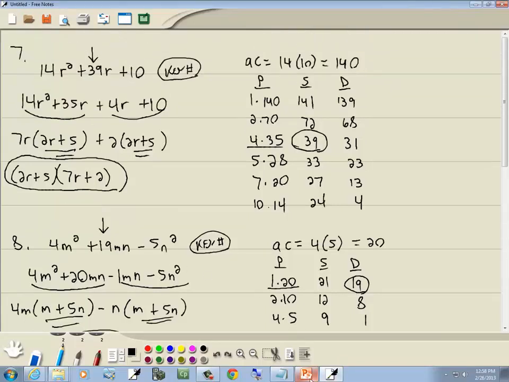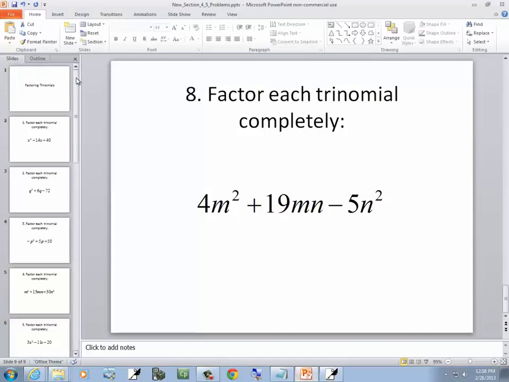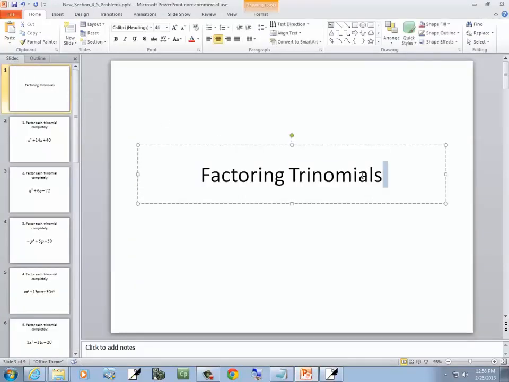So I think that's the last problem. Yes, it is. So let me go ahead and save this now.